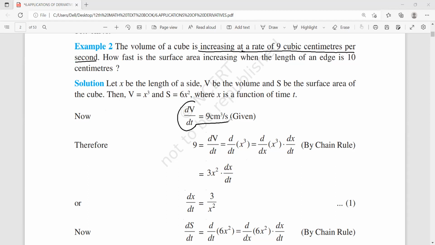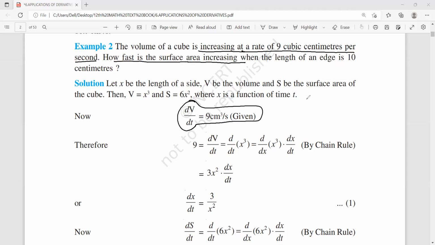dv by dt is 9 cubic centimeters per second. See, this is what is given. First, you should understand what is given, and what is asked? How fast is the surface area increasing?